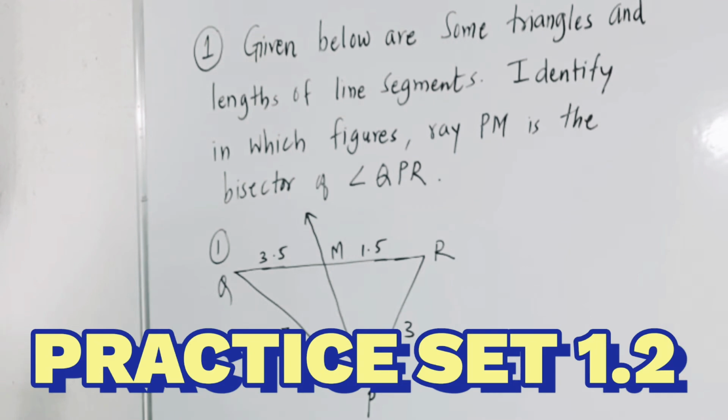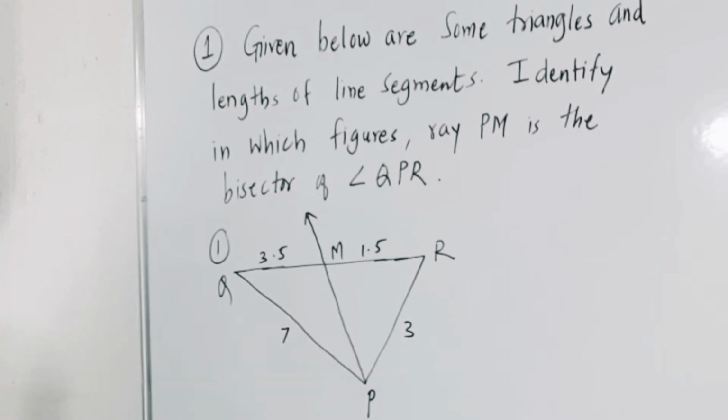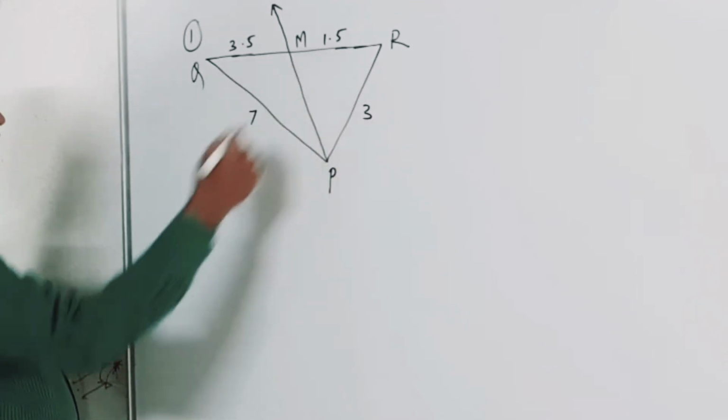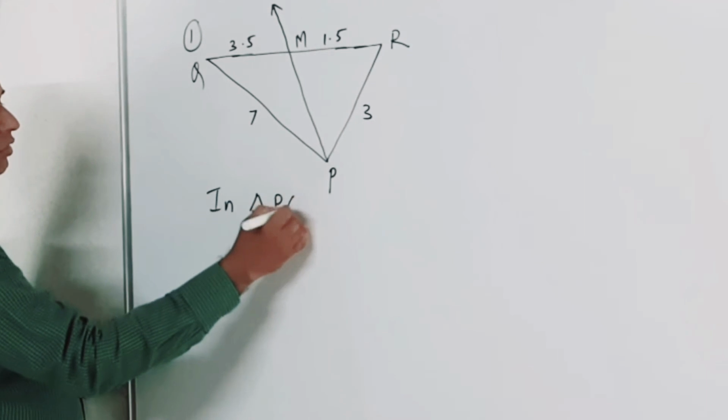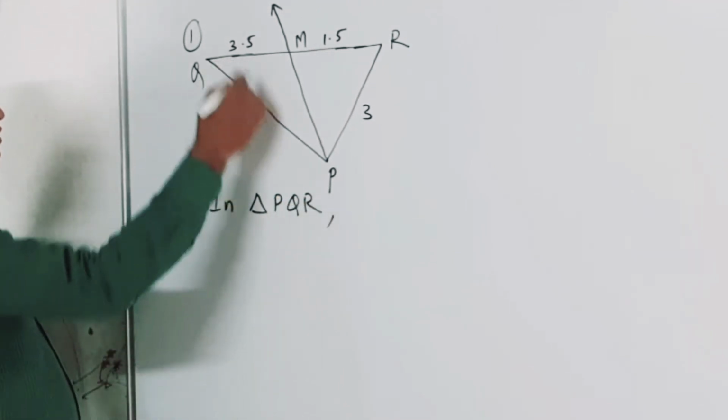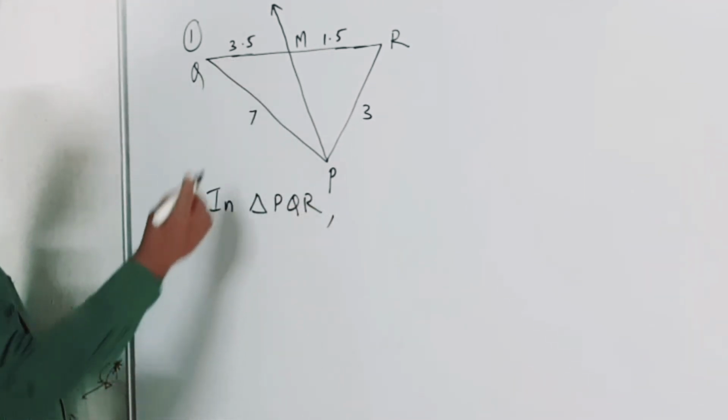First example. Given below are some triangles and lengths of line segments. Identify in which figure ray PM is the bisector of angle QPR. So in the first figure, in triangle PQR, the lengths of the sides are given.